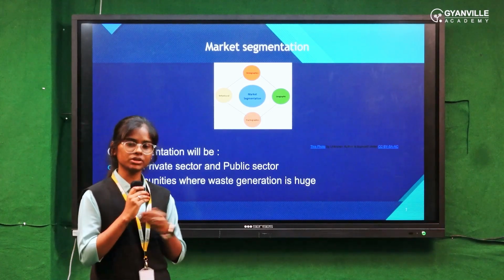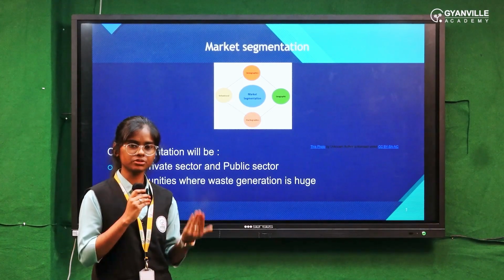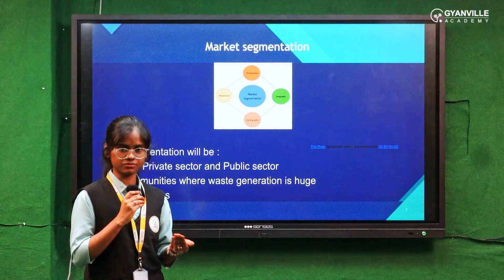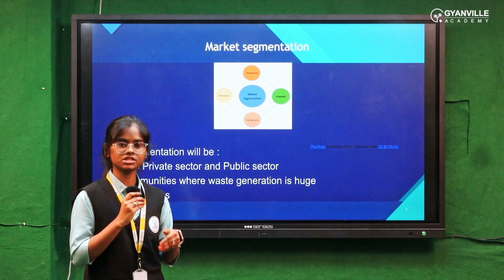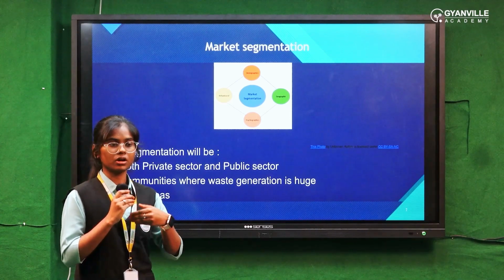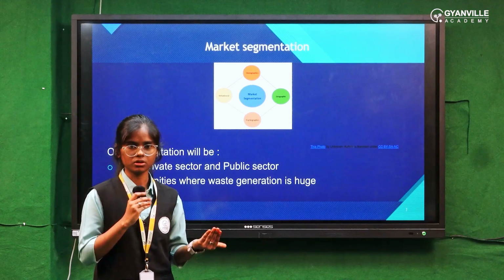Segmentation: we divide the total market into manageable groups or segments to find a suitable audience for our product. We can do this by demography, etc. If there is a large population, the waste is also more.